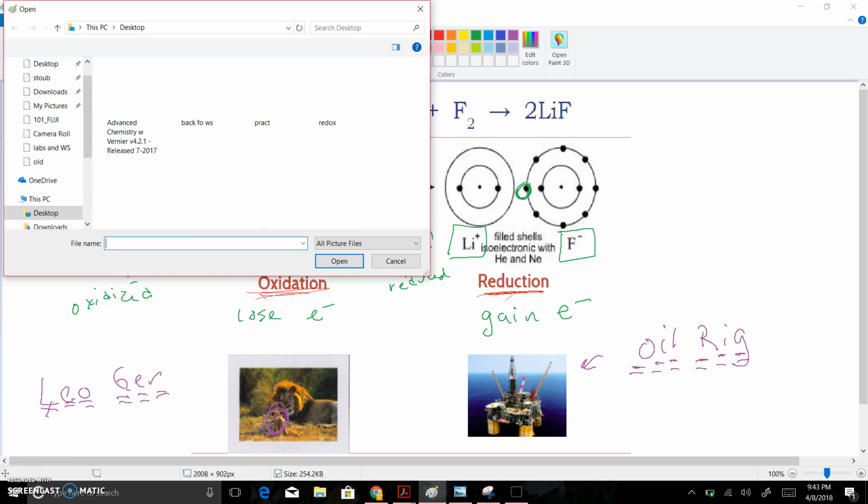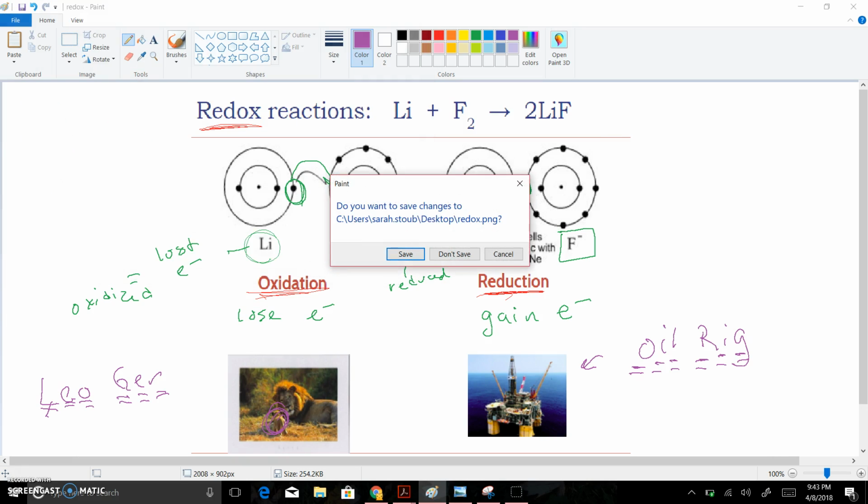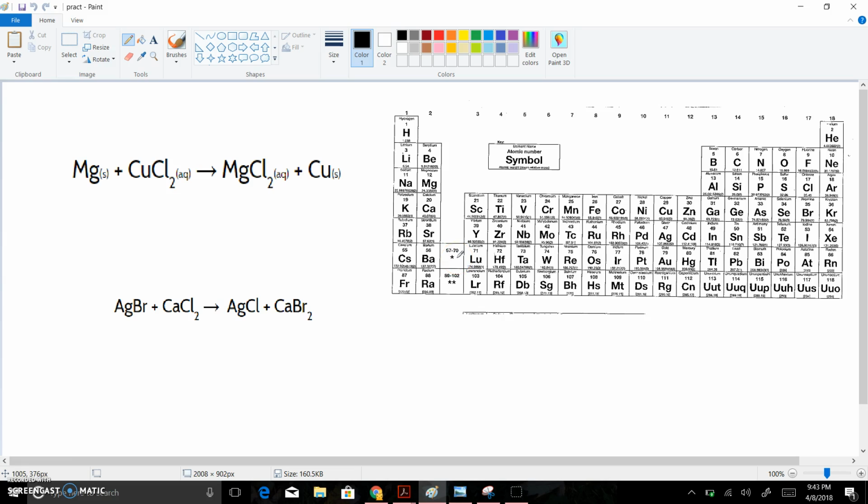Okay, now what I'm going to do is open up to look at some practice problems. So here I've got two practice problems. What we're going to do is decide what specific element has gained electrons and what specific element has lost electrons. And the only way to do that is to assign oxidation numbers, which is why we did what we did on Monday. So let's take a look.